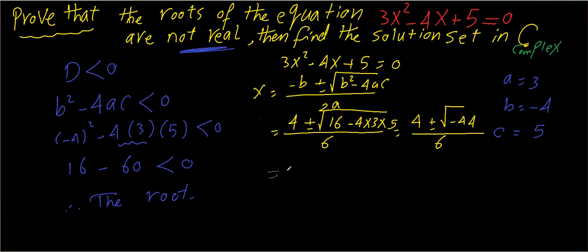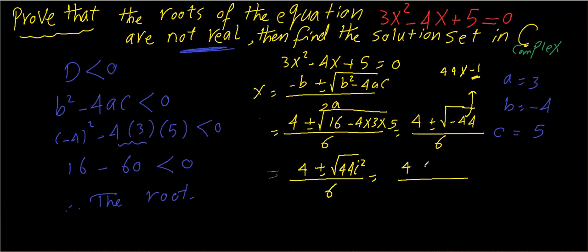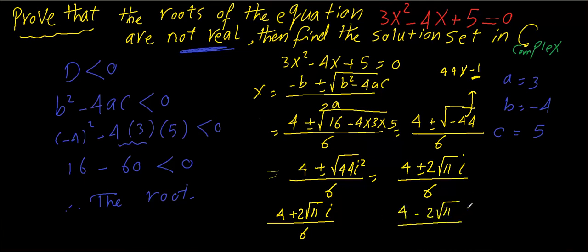Equals 4 plus or minus root of negative 44. We can write root of negative 44 as root 44 times i, because negative 44 means 44 times negative 1, and we can write negative 1 as i², all over 6. That equals 4 plus or minus 2 root 11 i over 6. The two roots are (4 + 2 root 11 i) over 6 and (4 - 2 root 11 i) over 6.